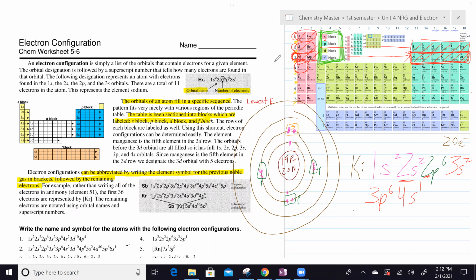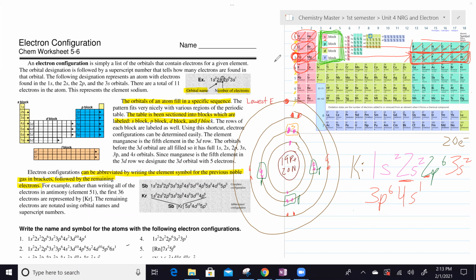All right. So if we were filling in our board diagram, that would be the same too. See, okay, I'll see your practice. All right. 1s2, 2s2, 2p6, 3s2, 3p6, 4s1. All right. Whew.